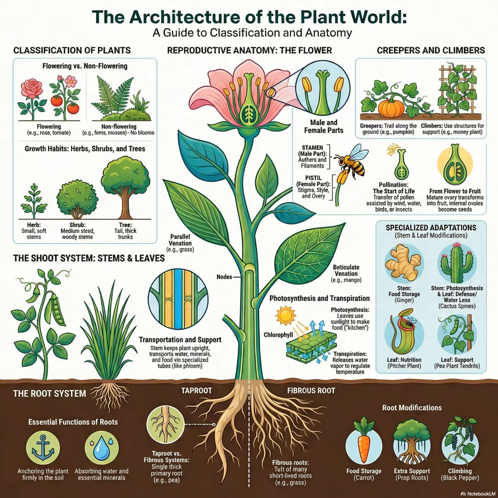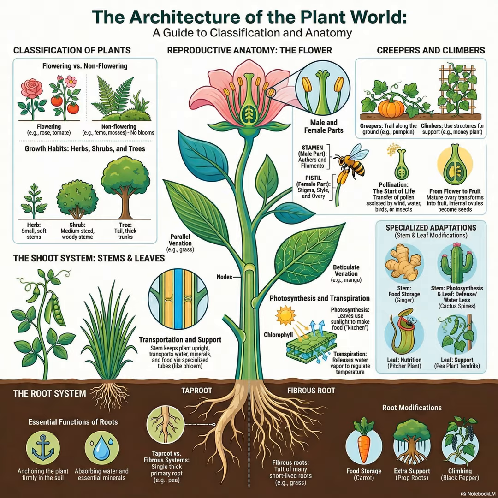Speaking of breathing, that brings us to function 3, gas exchange. This happens through the stomata. These are tiny microscopic pores usually located on the underside of the leaf to stay out of the direct sun. They open and close like little mouths to let carbon dioxide in and let oxygen out.